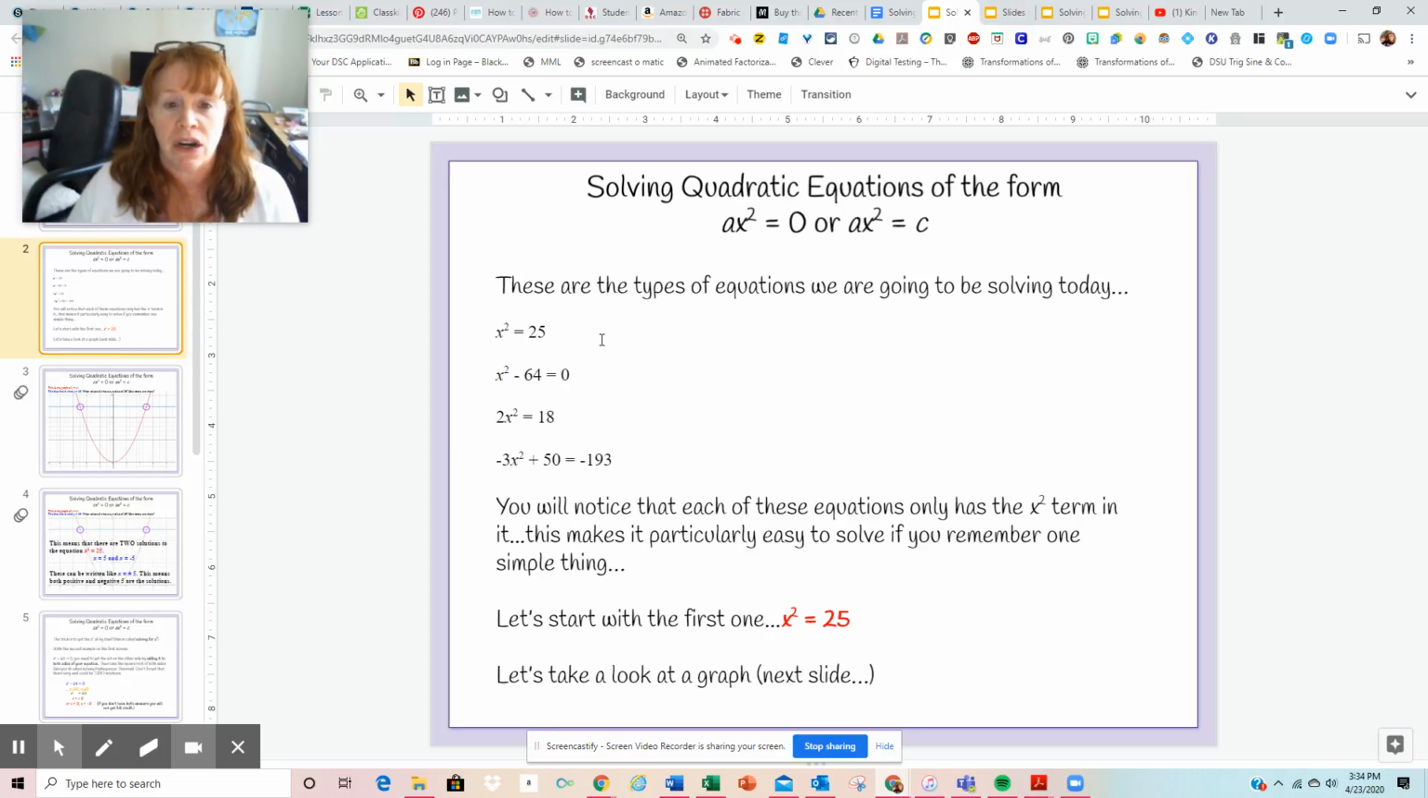So here are the types of equations that we're going to solve today. x squared equals 25. x squared minus 64 equals 0. 2x squared equals 18. Negative 3x squared plus 50 equals negative 193. Notice that there's only a constant and an x squared term.